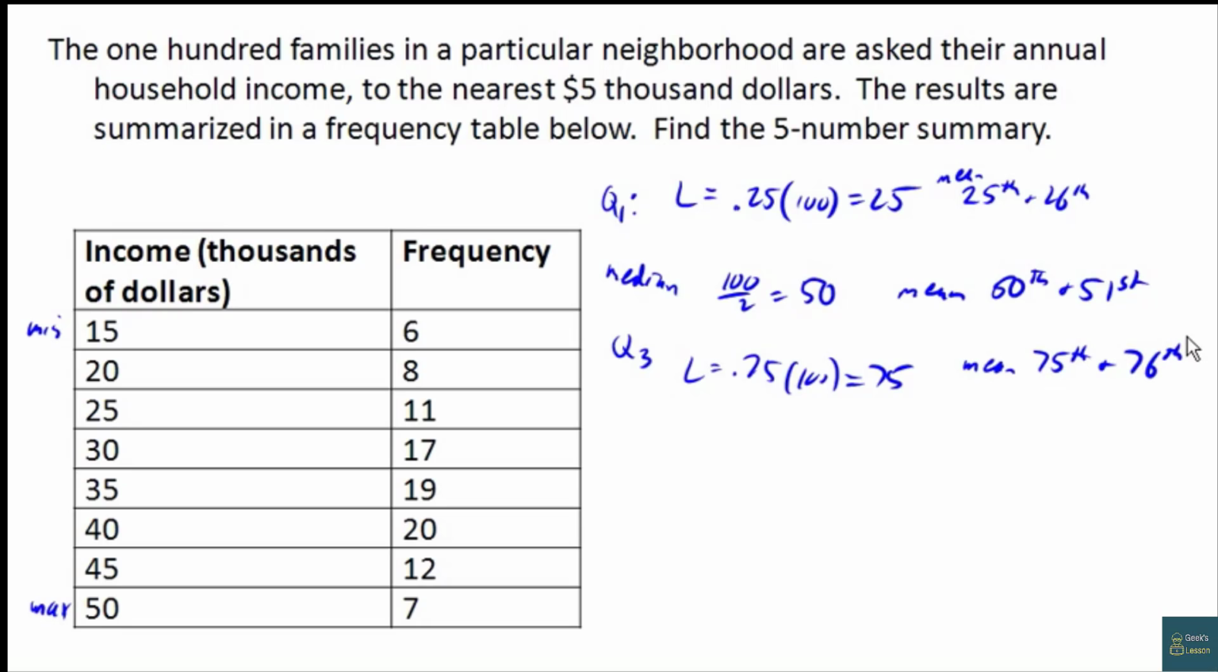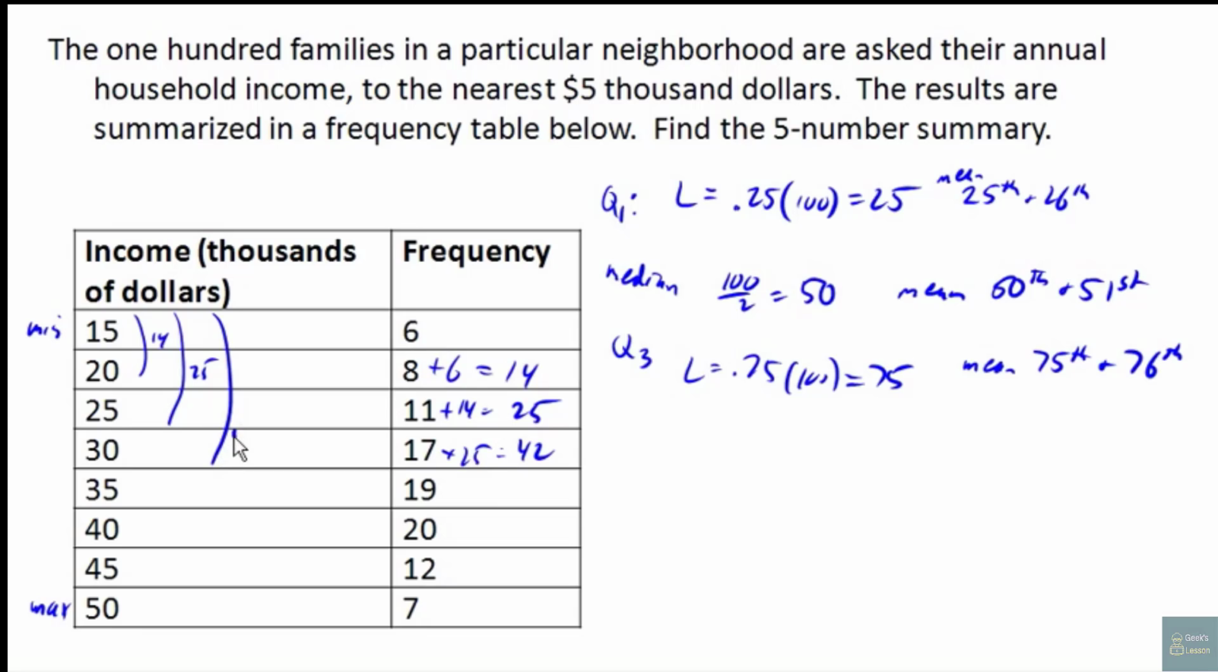Okay, so now we got to get counting. So here we have 6 pieces of data. Plus another 8 is 14, so together this is 14 pieces of data. Plus 11 is 25, and so here we've got 25 pieces of data. And then if we go down, plus another 17. 17 and 25 is 42, so that's 42 pieces of data.